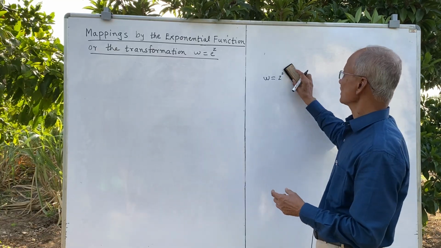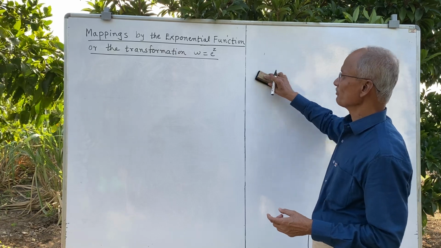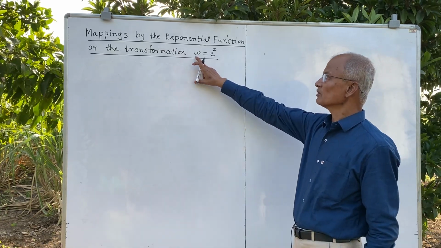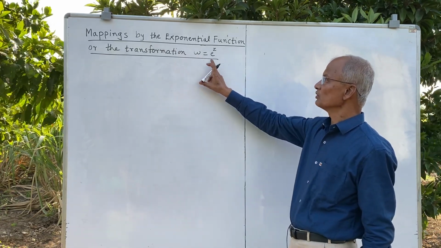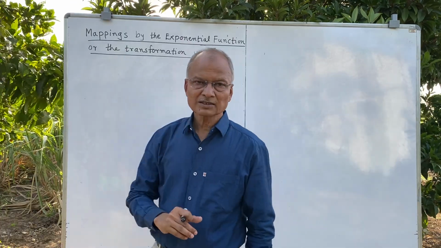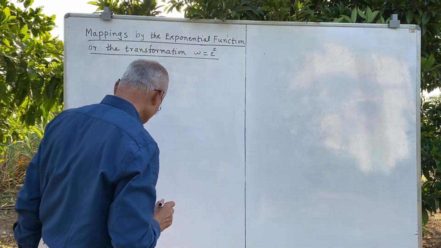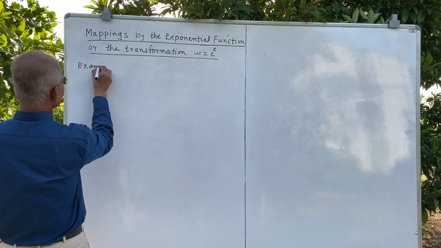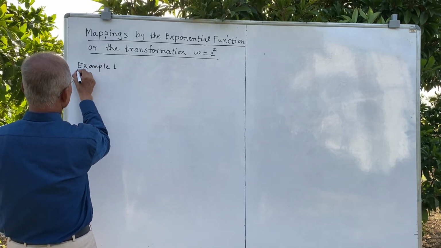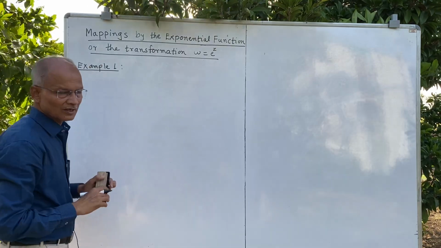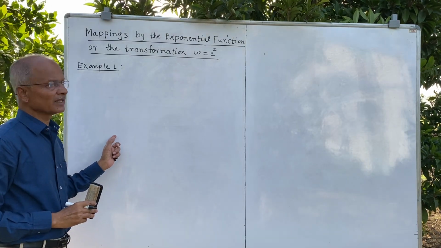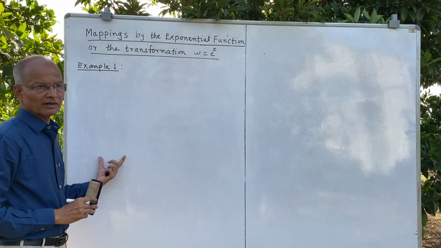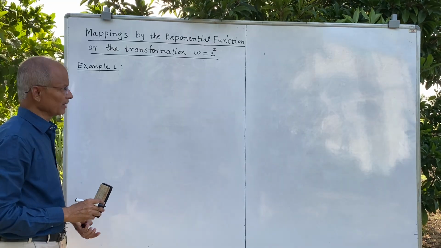In this lecture we shall consider the mapping or transformation by the exponential function w is equal to e power z. We shall consider three examples. The first of it we shall have as example 1. Here we will see how the vertical line and horizontal line in z plane get transformed in w plane.